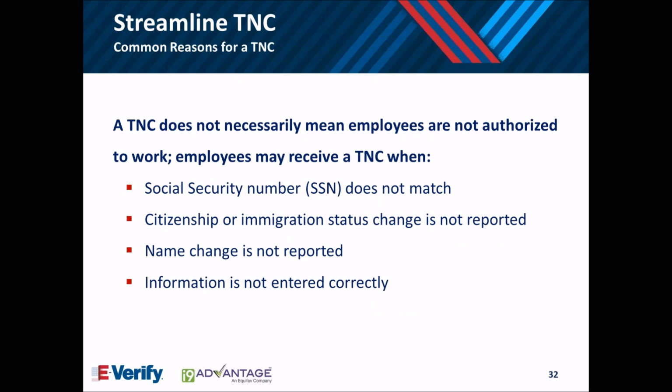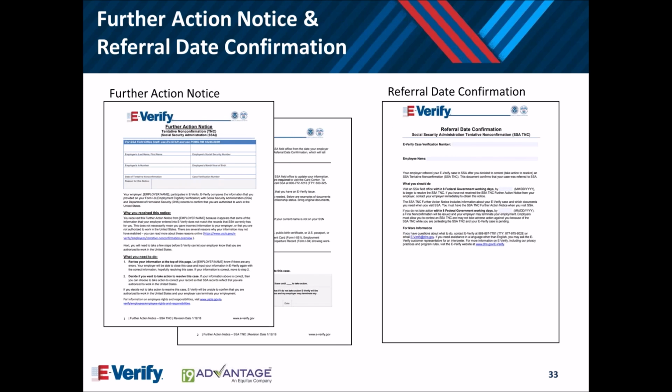Here we see some of the common reasons that an employee receives a tentative non-confirmation. Maybe the Social Security number didn't match, or their citizenship or immigration status changed, but it hasn't yet been reported. One of the most common reasons we used to see is that the name change wasn't reported. So again, they were married or divorced, didn't change their name at the appropriate agencies. So any of these reasons could result in a tentative non-confirmation. So again, it's just very important to not assume automatically that this person is not authorized to work. They must be given the opportunity to go through that TNC process.